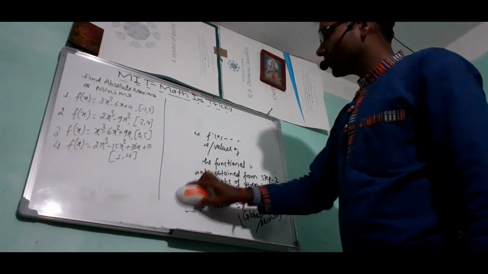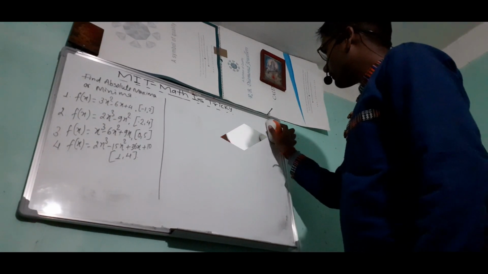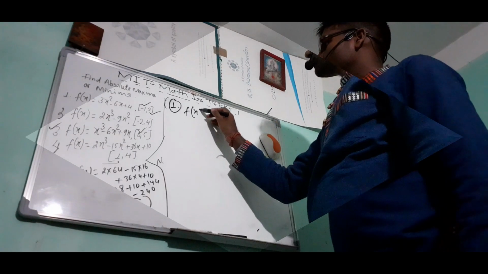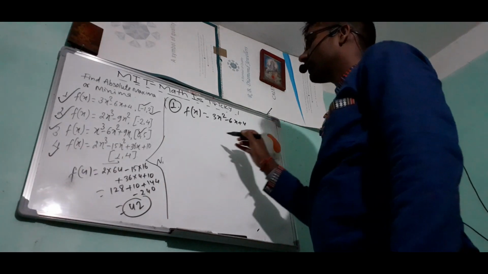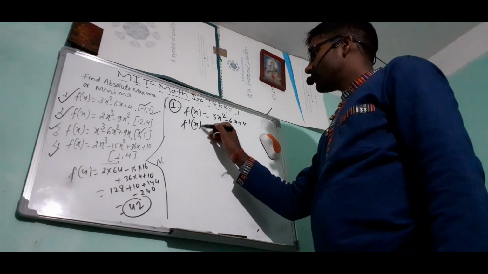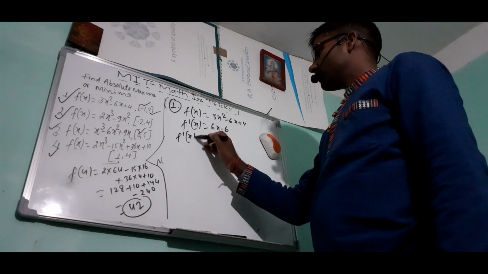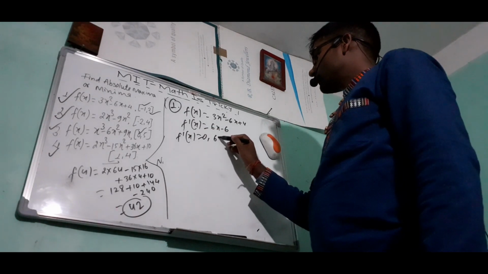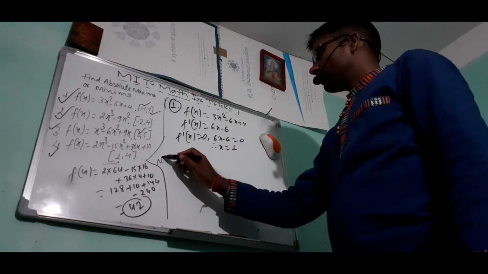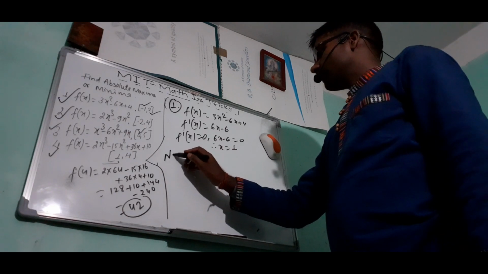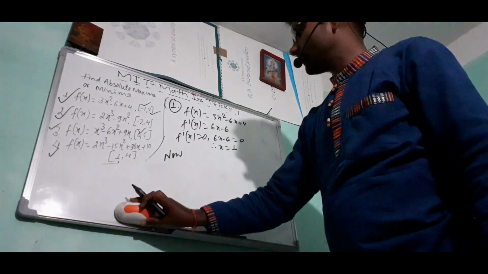Now let's see the solution for this given problem. Question number 1. Let's solve the first question. f(x) is given to be 3x squared minus 6x plus 4. So let's find the first derivative. f dash x will be simply 6x minus 6, and f dash x equals 0 gives 6x minus 6 equals 0, therefore x equals 1.